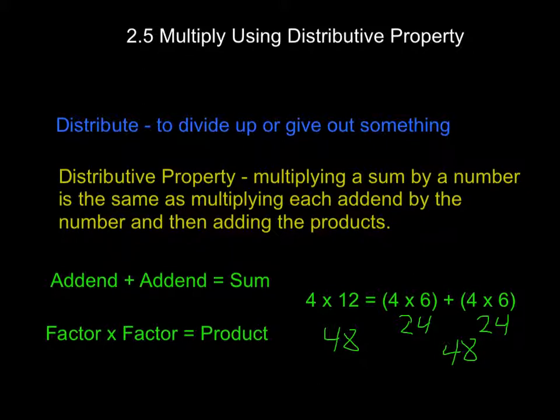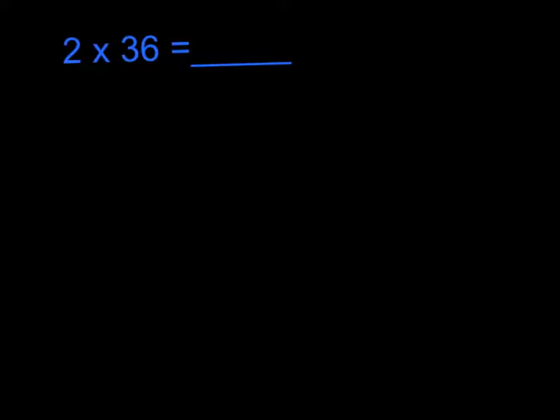So from that little simple example there, we can see how using distributive property is a little bit easier to solve problems. On this next example here, we have 2 times 36. And I'm going to take my 36 here and I'm going to underline it. And now 2 is a very simple problem. So what I'm going to do is divide up 36 into smaller numbers that might be easier to multiply by.